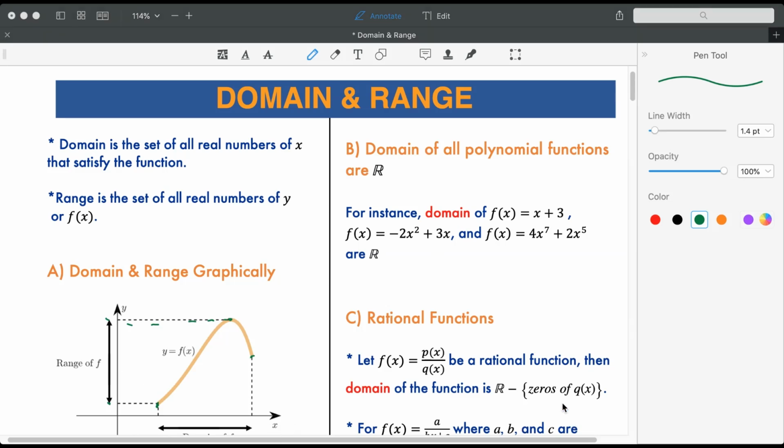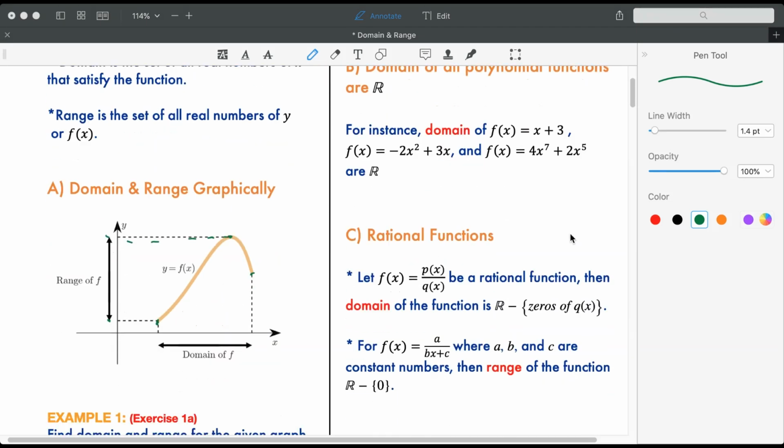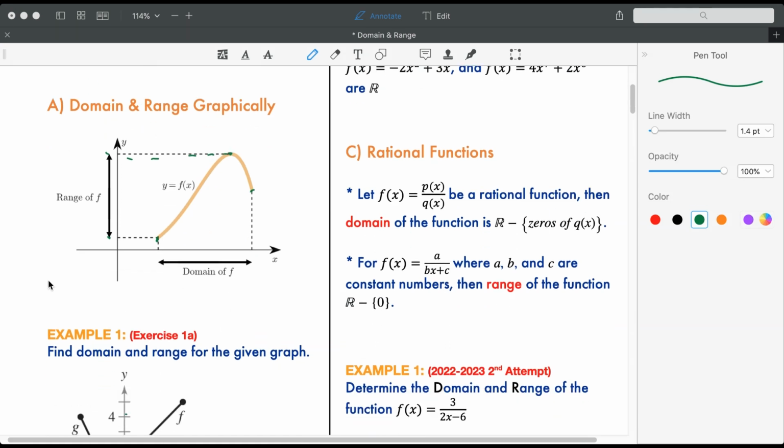So for example, on the given graph, we have to look at the x-axis to get the domain. So on the x-axis, what's the smallest x value? This is the smallest. What's the biggest x value? That point is the biggest. So between smallest and the biggest, we have the domain values.